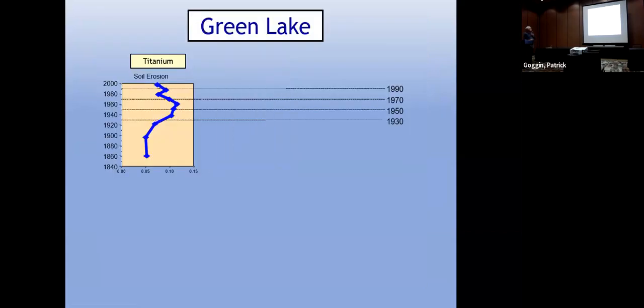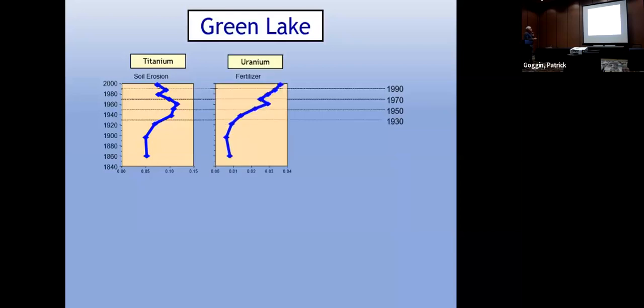Let me go back. One of the things we can look for in sediment cores is titanium. The reason titanium is so useful is it's only found in clay particles. So we use titanium as a surrogate for soil erosion. If titanium goes up, then we know the soil erosion is going up and more sediment has entered the lake. So what we see is that initially titanium goes up in the 1930s, 1940s, 1950s.